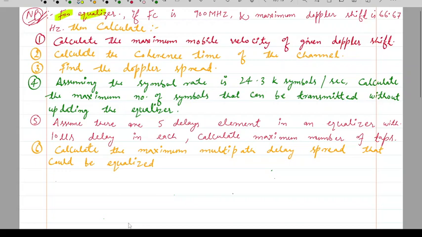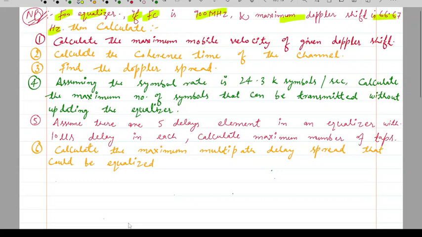So let's start. For equalizer, if the carrier frequency fc is 900 megahertz and the maximum Doppler shift is 66.67 hertz, then we will calculate the different parameters of this numerical.